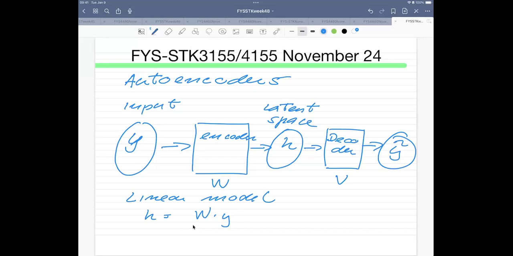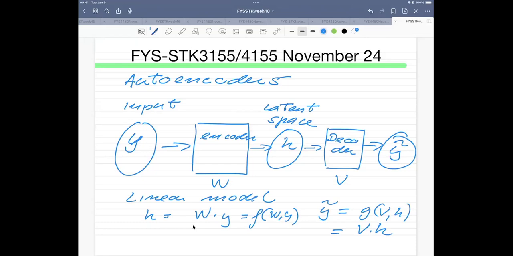Then this Y tilde is going to be given by, and this is normally called, a function f of W Y. And this Y tilde is given by a function which depends on this V, which is a parameter, and H. And this is given by V times, no, sorry, H. So this is a linear model. It's linear in the parameters of the weight matrices W and V, okay?